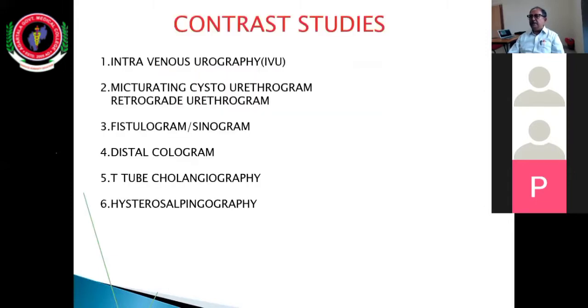Now come to the other contrast studies. These are the common contrast studies, and these investigations are usually done in the Department of Radiology. These are the IVU, intravenous urography, micturating cystourethrogram, fistulogram or sinogram, distal cologram, T-tube cholangiography, and hysterosalpingography.